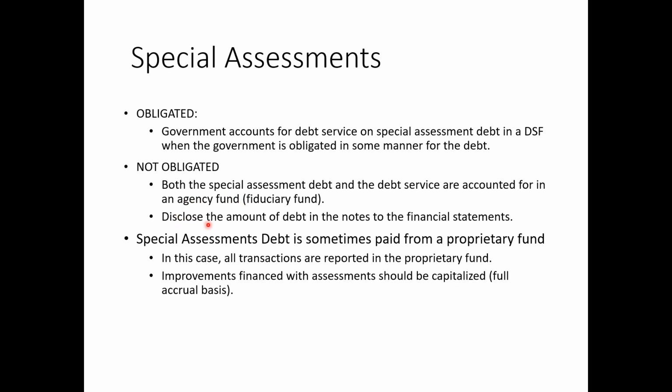But this will be disclosed in the financial statement. So if there is a special assessment, we have to differentiate whether the government is obligated or not. If it's obligated, we record it as if it's a government's project and record within the DSF. If it's not obligated, then we record it in an agency fund.